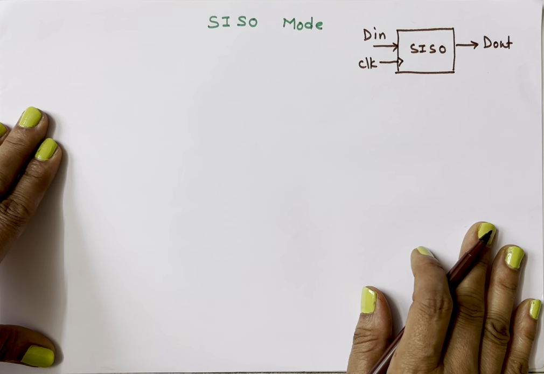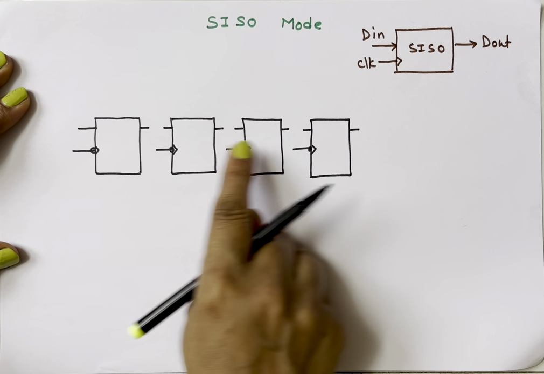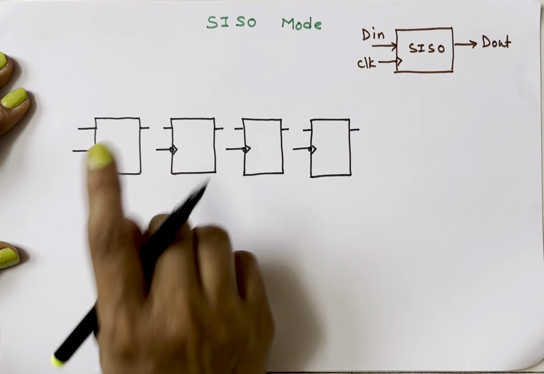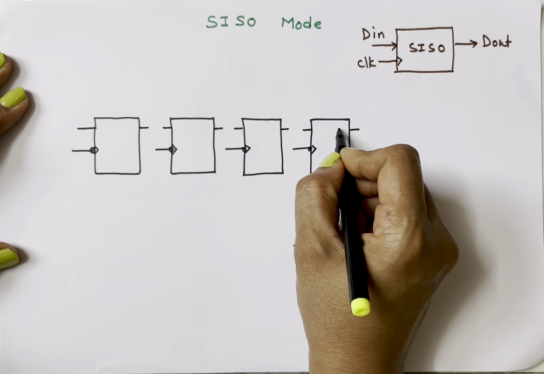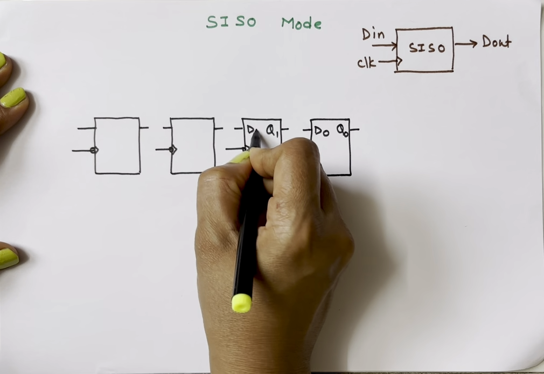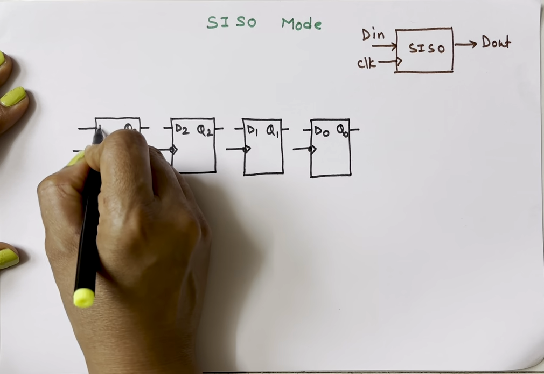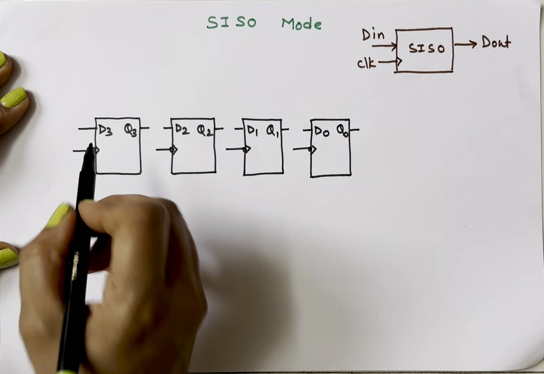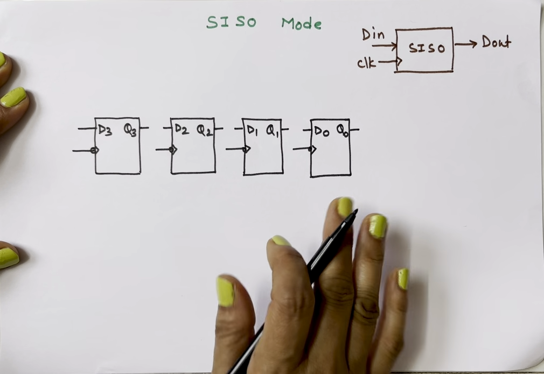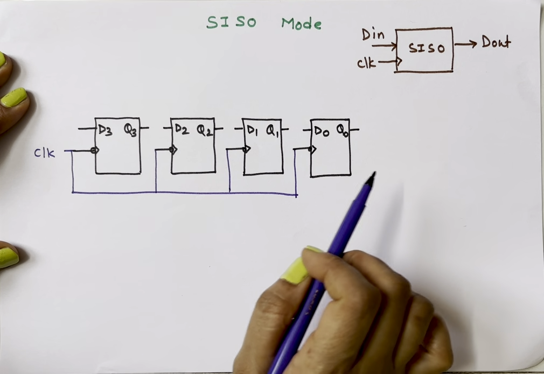For a 4-bit shift register, we need 4 D flip-flops. So these are my 4 flip-flops. This is the data input, this is the Q output. I'll mark the least significant bit here. This is Q0, D0, Q1, D1, Q2, D2, Q3, D3. Then this is my clock input. All shift registers are synchronous circuits. So I'll connect all clocks together.